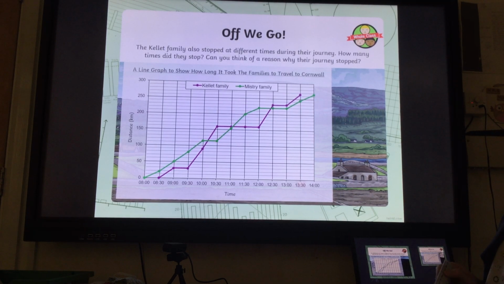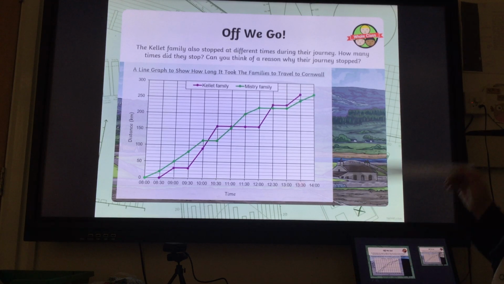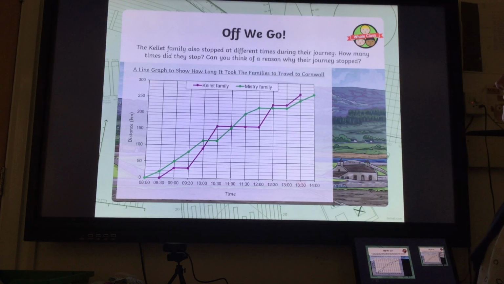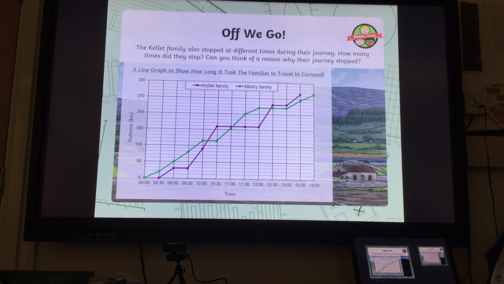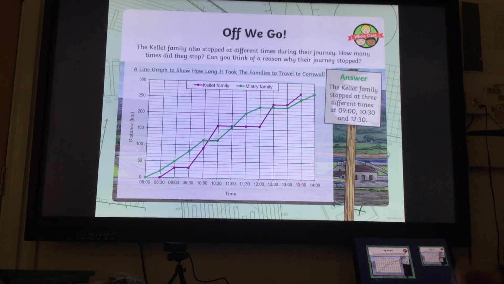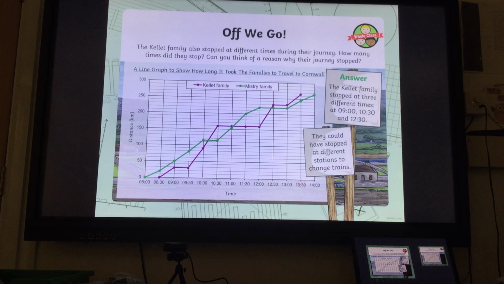So the Kellett family, this time on the purple graph, they stopped at different times on their journey. How many times did they stop? So have a look on the graph. How many times was the graph straight when they weren't travelling any distance? And can you think of a reason why they might have stopped? Remember, the Kellett family were travelling by train. So let's have a look at the answer, see if you were right. So they stopped three different times. Did you get that? At 9 o'clock, 10:30 and 12:30. And why might they have stopped? They might have stopped at different stations to change trains.